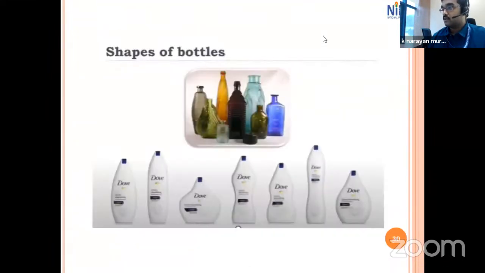Okay. This is a self-explanatory slide where you can see a lot of shaped bottles. Say one product of Dove, this could be a body conditioner or body shampoo, has different designs. They have marketed over the period of years with different designs, and they have each protected that design in the design office.